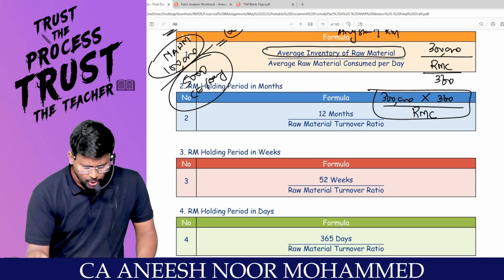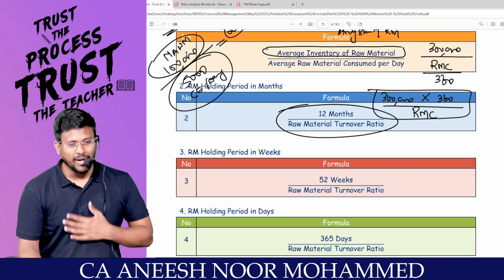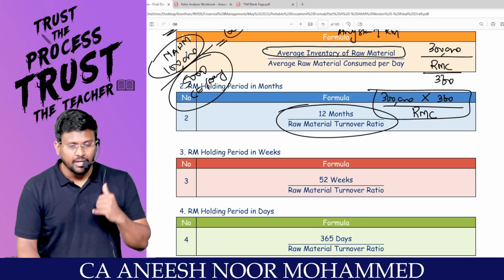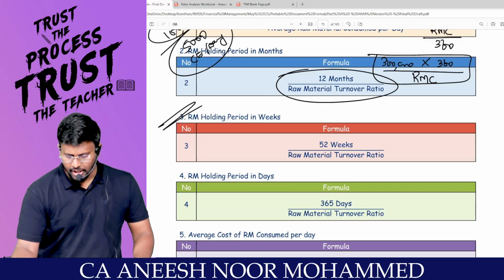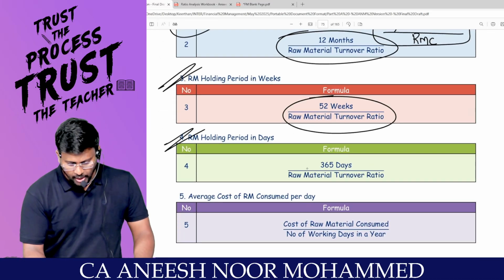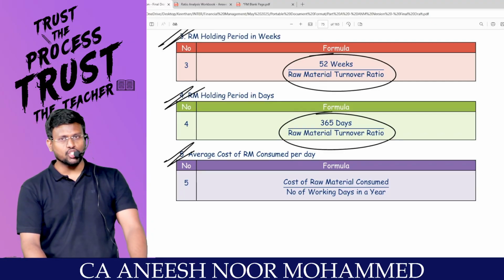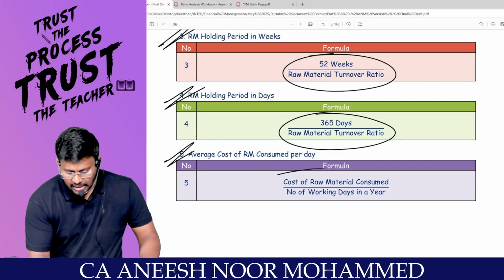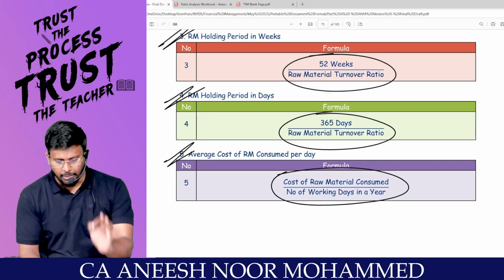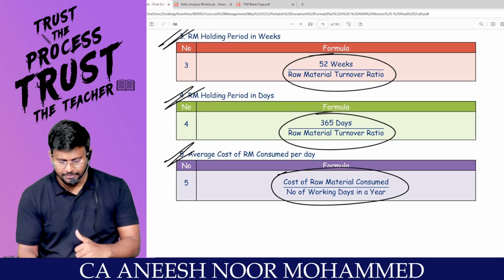Sir, coming to raw material holding period in months, instead of 360, 12 divided by raw material turnover ratio. Raw material holding period in weeks, 52 weeks divided by raw material turnover ratio. Raw material holding period in days, 365 divided by raw material turnover ratio. Average cost of raw material consumed per day: raw material consumed divided by number of working days in a year. Are you all really with me? Comfortable? That's it.